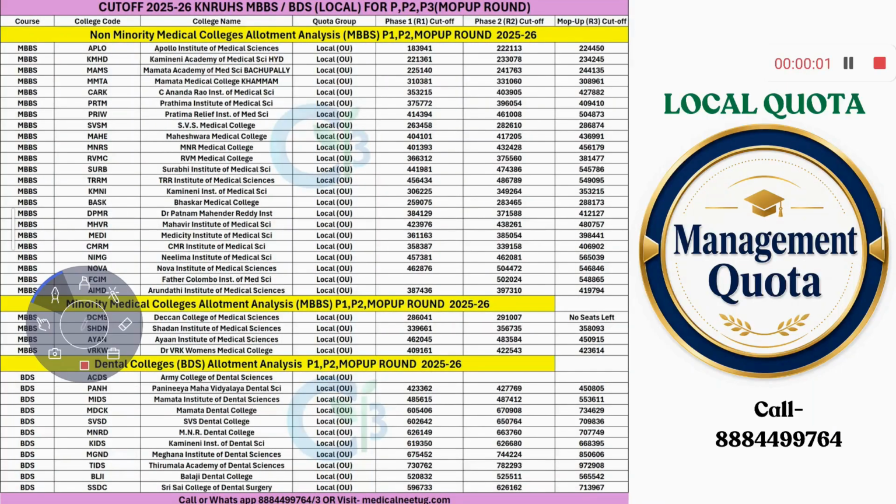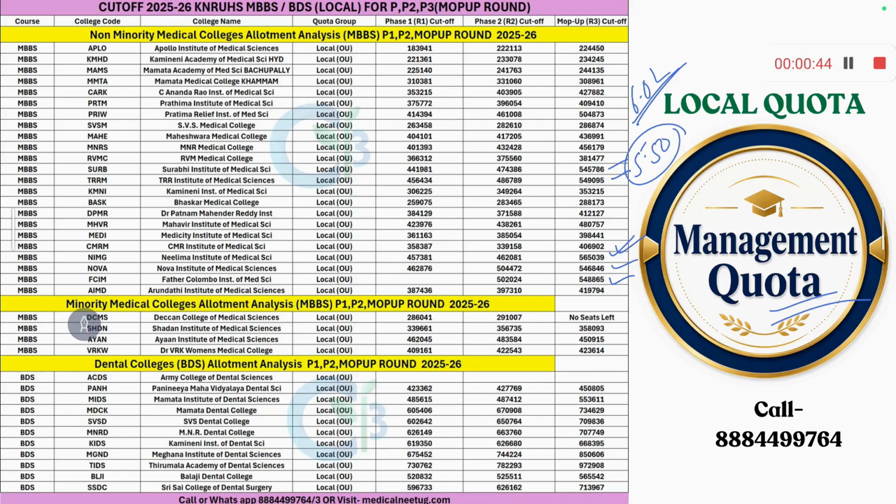Let us see the cutoff for the management quota seats in Telangana. If you see a few colleges like Father Colombo, Nova, then TRR and Surbi, these colleges' cutoff goes up to the 5,50,000 rank, whereas Nilima has gone up to 5,65,000 rank. So here what we see is that the cutoff at the end will reach till 5,50,000. So if you have a rank up to 6 lakhs in Telangana, you can try for the local seat if you are from Telangana.